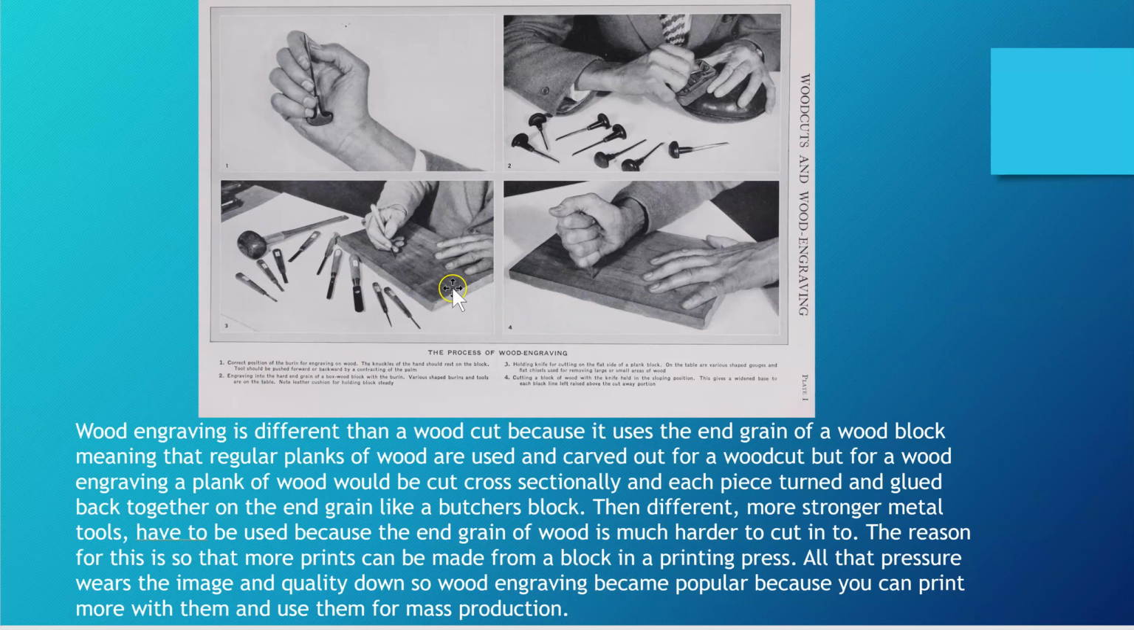So this is the wood engraving, and this is the woodcut version. So you can kind of see how that differs. Here's that plank of wood, but here's that end grain. Really, it's usually smaller because it takes longer. It's hard to make these blocks.